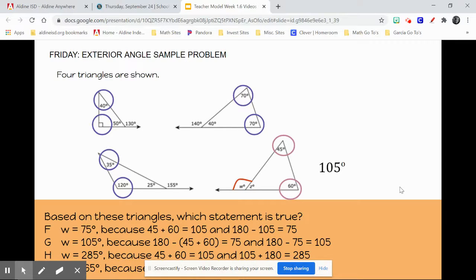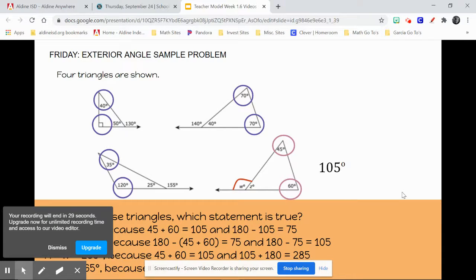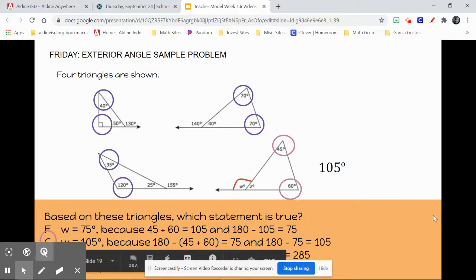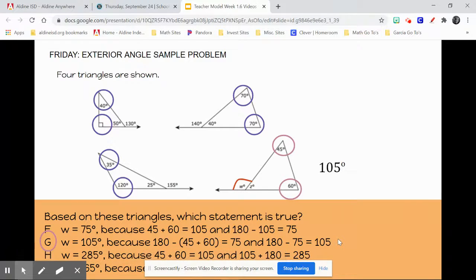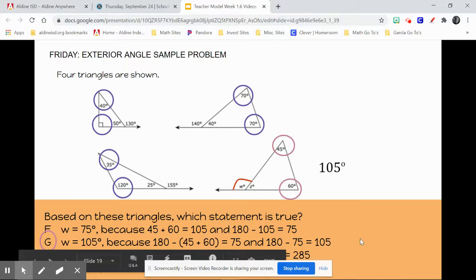Okay, so we have to be careful, because if we had two answer choices that had 105 degrees, we would then have to look at the explanation. So make sure, don't just choose 105 degrees. Make sure that the explanation that explains it is also true. Okay?